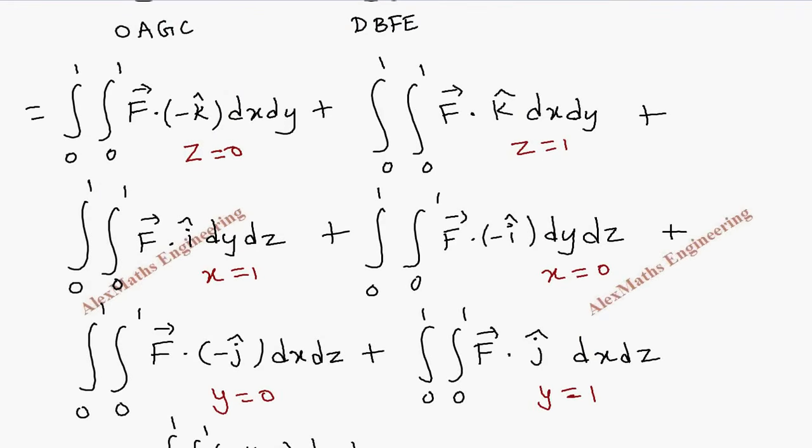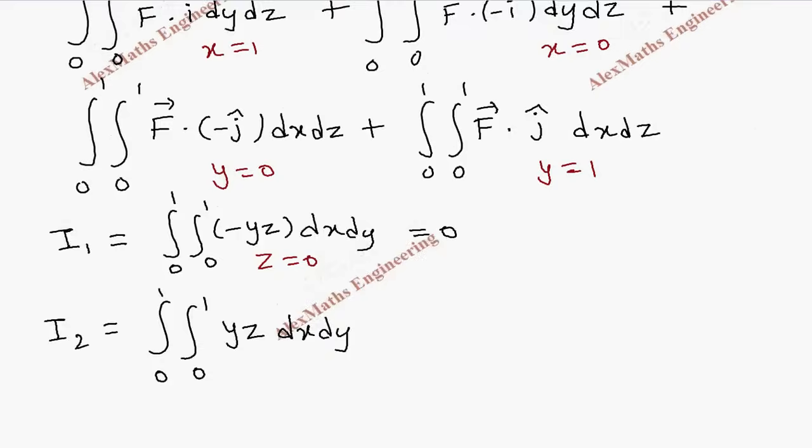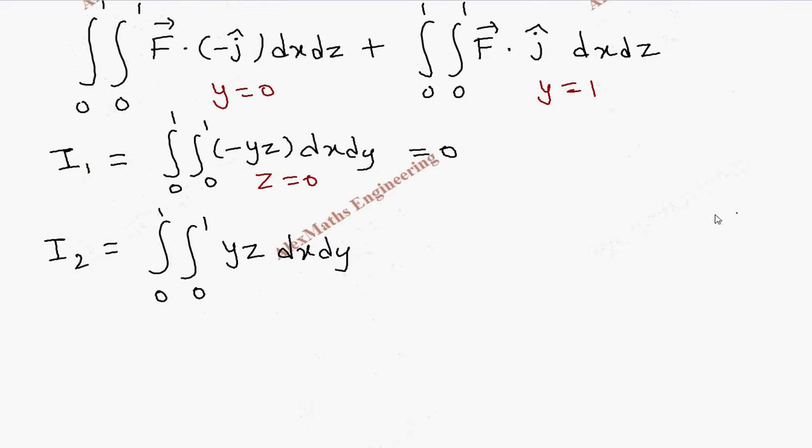Then coming to the second part, z is 1. The same thing with positive sign. I will take it as I2, which is double integral 0 to 1, 0 to 1, yz dx dy. Since this surface has z as 1, if I replace z with 1 in this part, the remaining will be y alone. So this will be double integral 0 to 1, 0 to 1, y dx dy.